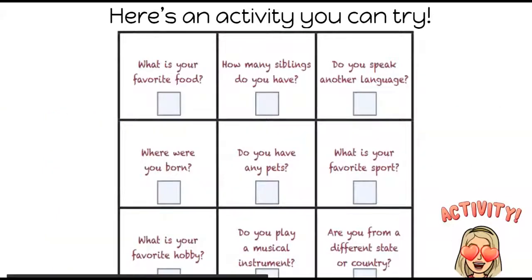Okay, so this is something that you can try. You don't actually have to do it exactly the way that it says in the second step, but it would be a fun activity to see what you have in common. So you could ask, what's your favorite food? And if you both say pizza, you can put an X. How many siblings do you have? If you both have 3, you can put an X. Do you speak another language? If you both speak another language, you could put an X.